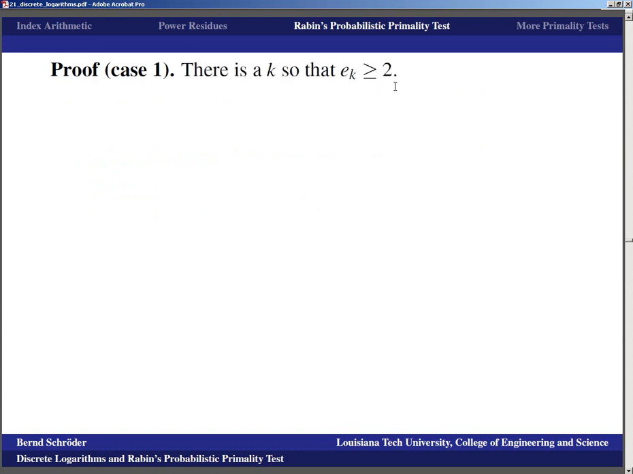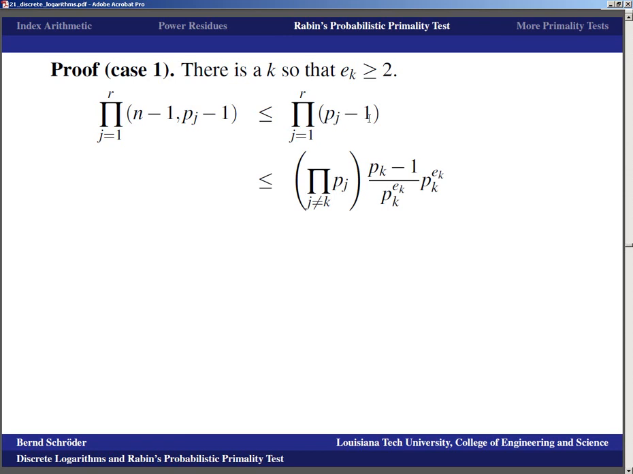Case 1 is that there is a k so that e_k is greater or equal than 2. So we just look at the product from j equals 1 to r of gcd(n-1, p_j-1). That's just an estimate for the number of solutions of that first test that we do, b^(n-1) ≡ 1. The greatest common divisor of two numbers is certainly less than or equal than either of the numbers, so this is less than or equal than the product of the p_j-1. Every p_j-1 is less than or equal than p_j, except that we want to treat p_k separately, because that's where we've got a good exponent. So p_k is kept out here, and we keep the p_k-1. All we're doing is dividing by p_k^(e_k) and multiplying with p_k^(e_k).